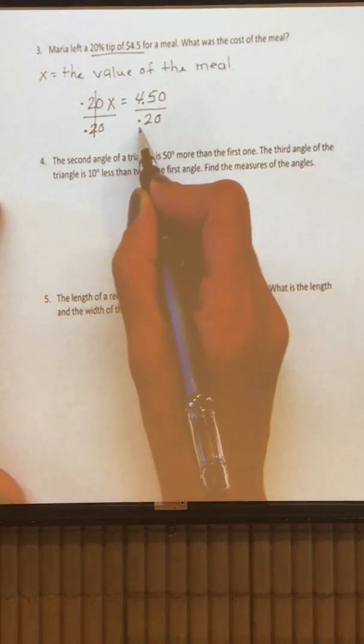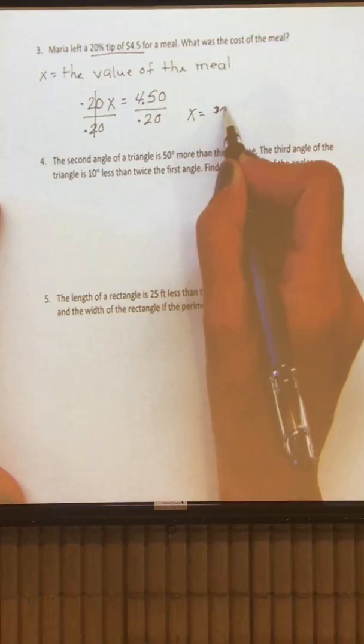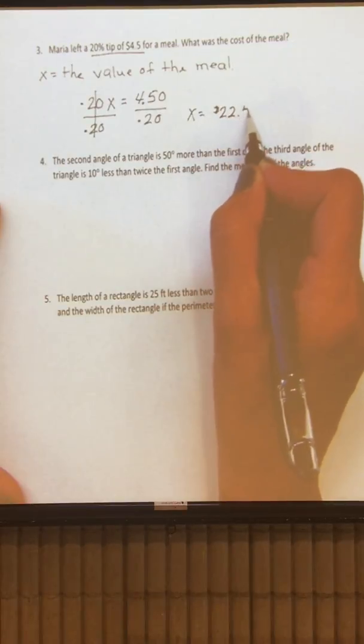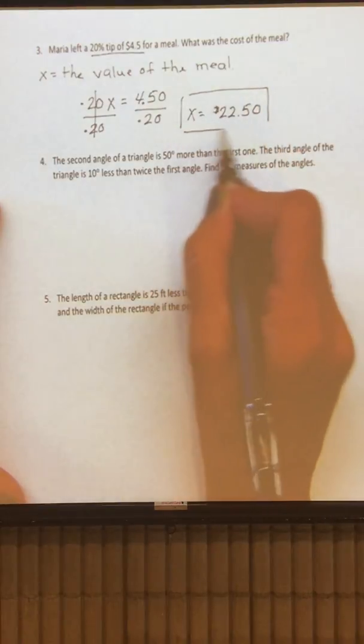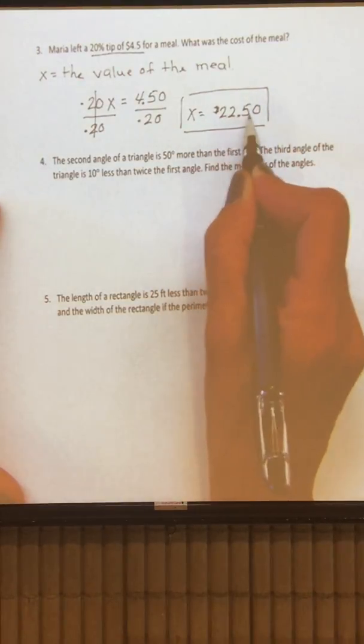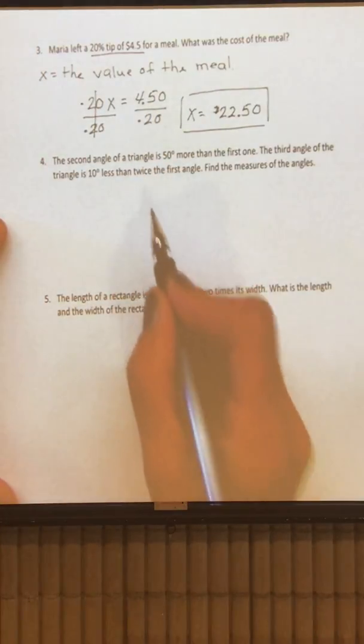4.50 divided by 0.20 is equal to $22.50. And you can always check your answer. If you multiply 22.50 times 0.20, you will get the 4.50.